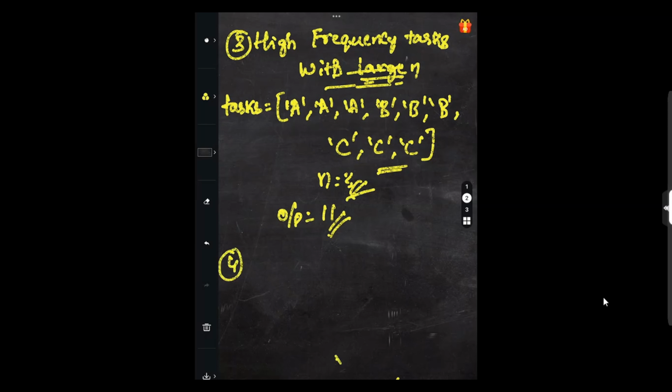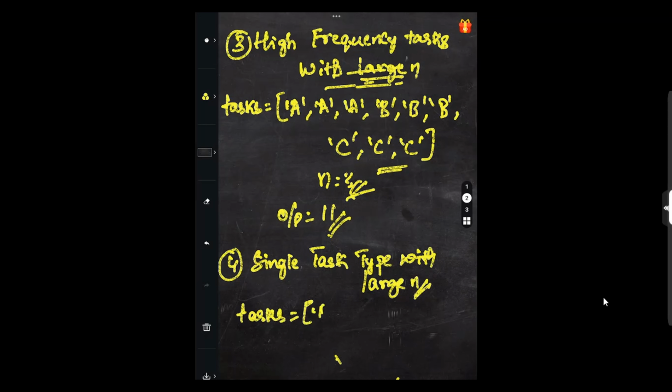Let's move on with the fourth edge case, nothing but single task type with large N. Here, let's consider a single task type with large N. So tasks, let's consider A, this one again, A 4 times. This is fine. And N, we have got 2 here. So the output will be 7 in this case.